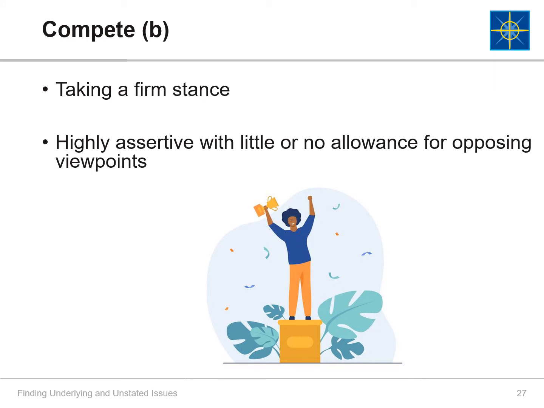If you checked mostly Bs, your preferred style is a competing style. This means taking a firm stance and being highly assertive, with little or no allowance for opposing viewpoints. This almost sounds like it has a negative connotation in the opposite direction of conceding. But again, we're not passing judgment here with any of these styles. All of them can be successful approaches.